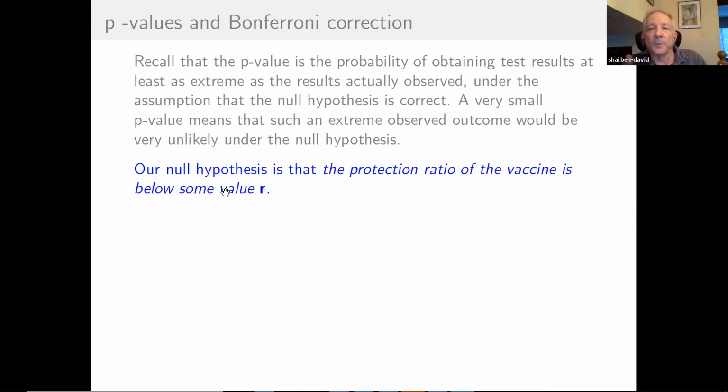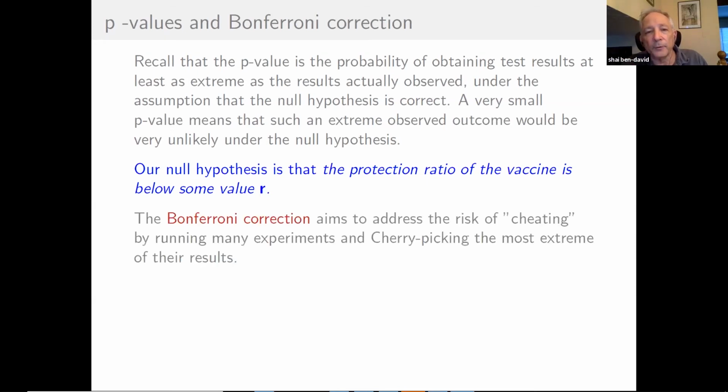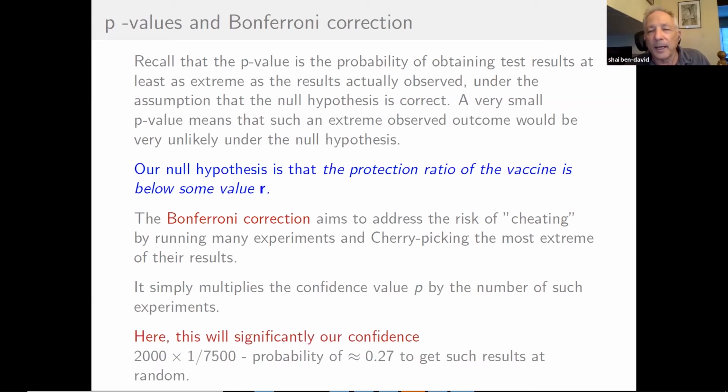If there was only one experiment, we saw that this p-value was 1/7,500. The Bonferroni correction says, if you want to protect against cherry picking the most extreme case among all the trials, it just says multiply your p-value by the number of parallel experiments. So here we will multiply our 1 over 7,500 by 2,000, and we'll get something like 0.27. So this is not very convincing. It means that because so many trials are running in parallel, the chance that at least one of them will give us such significant results is 0.3. That's not very reliable.